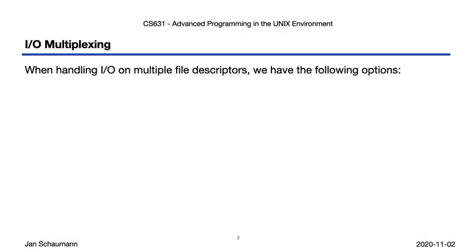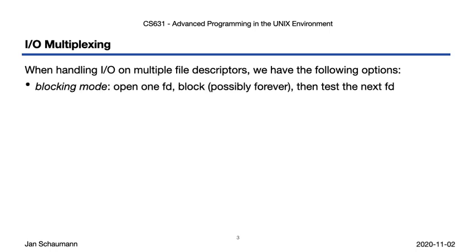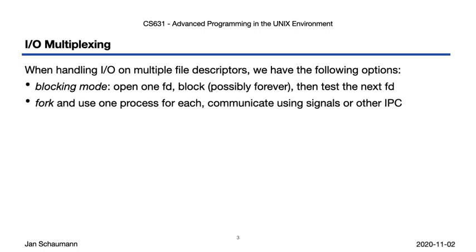So what can we do when we have multiple file descriptors that we wish to perform I/O on? Well, the first option is what we've just seen. We simply open the file descriptor, block, waiting for I/O, and then move on to the next. But that's clearly not a very good option. We could fork a new process for each file descriptor we want to handle. That would seem reasonable, but what if you want to have information be passed between the different channels? Then you need additional IPC, so that seems a bit cumbersome too.